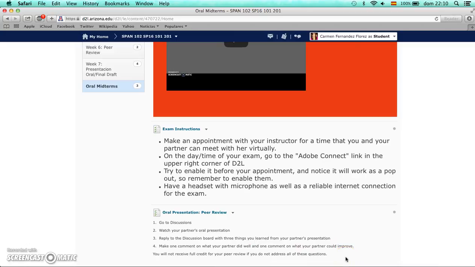And this is very important. You will not receive full credit for your peer review if you do not address all of these questions. For the peer review of the composition, some of you wrote like just 1 sentence or 2. That is not going to work. You have to answer all of these questions about the oral presentation, otherwise you won't get full credit. You can answer these questions in English if you want.